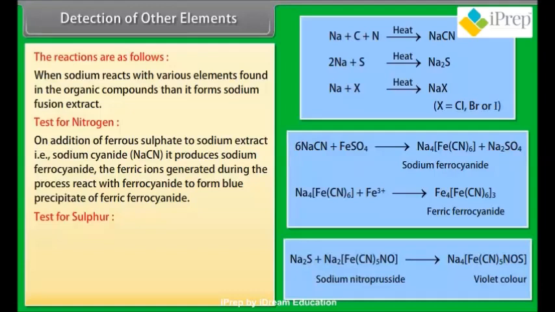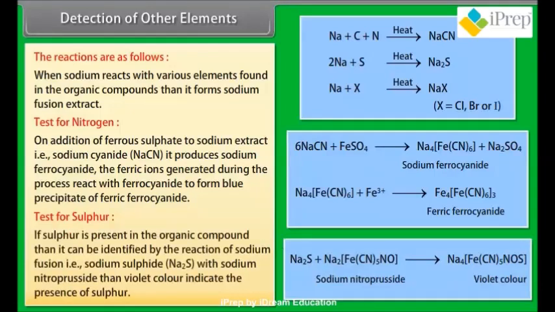Test for sulfur. If sulfur is present in the organic compound, it can be identified by the reaction of the sodium fusion extract, that is sodium sulfide Na2S, with sodium nitroprusside. A violet color indicates the presence of sulfur.